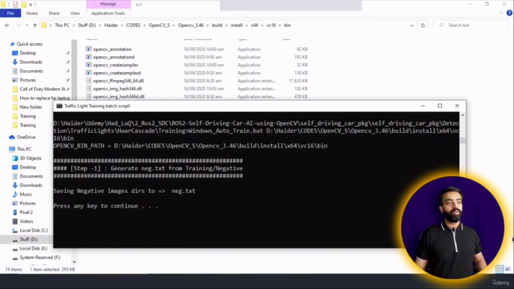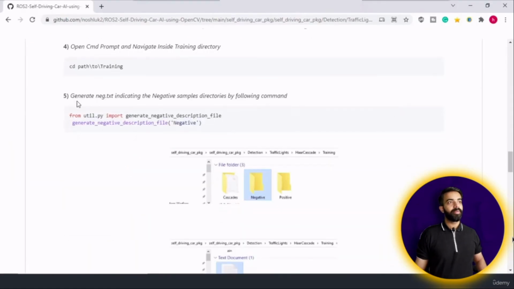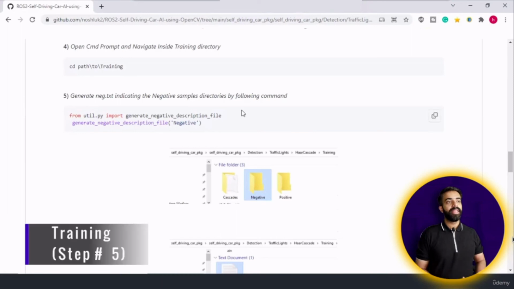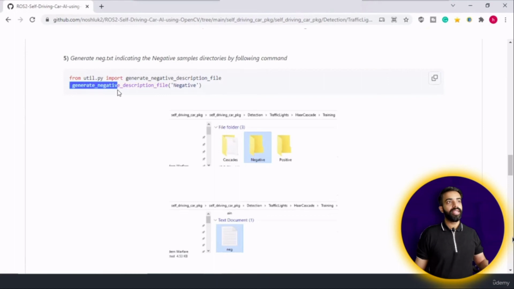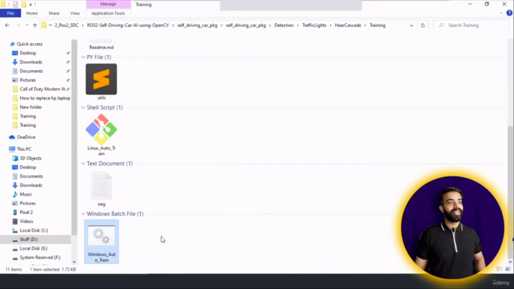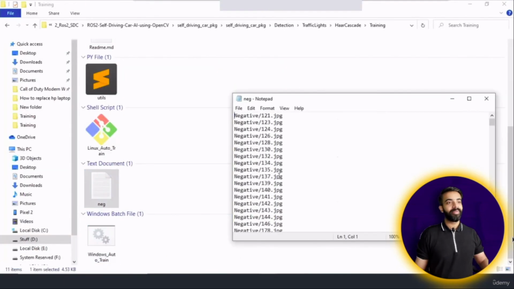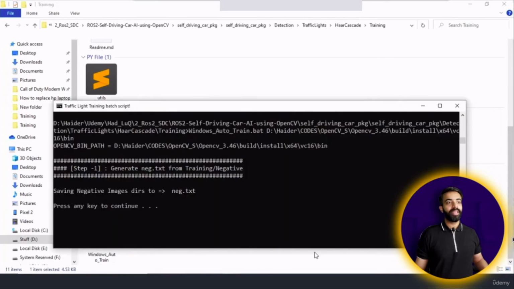What that step is exactly, if you move to the fifth step, is to generate the negative.txt file indicating the negative samples directory by the following command. This command simply uses the generate negative description file from the negative directory. It creates a negative.txt file that specifies the path of each of the negative images present inside the negative directory. Now, let's see if that negative.txt file has been created. And right here, you can observe that it has been created, and it specifies all the relative paths of all the negative images that were present inside the negative directory. So once I've created this negative.txt file, we can move on to the next step.